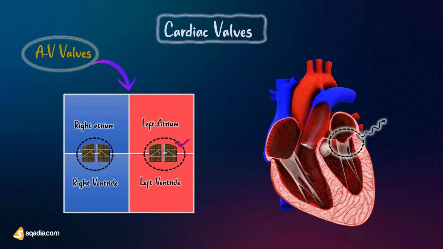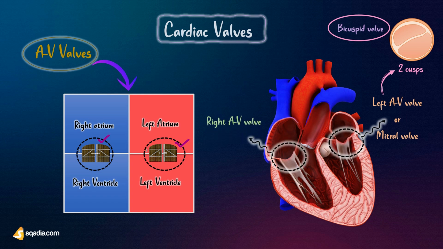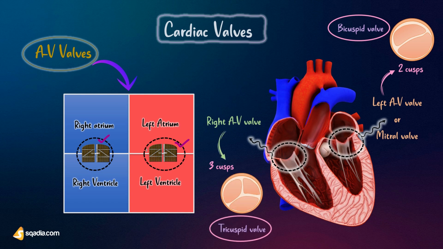The valve present between the left atrium and left ventricle is called left AV valve or mitral valve. It is made up of 2 cusps, and so is also known as bicuspid valve. Bi for 2. While the valve present between the right atrium and right ventricle is called the right AV valve and is composed of 3 flaps or cusps, so is also called as tricuspid valve.